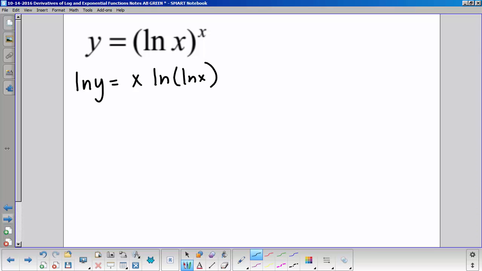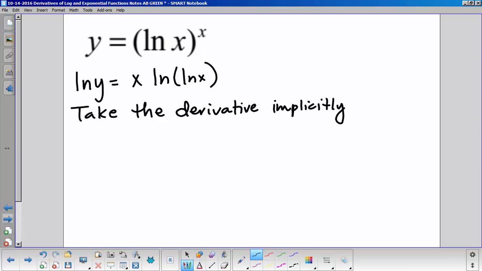Now what? Then we're going to take dy/dx. There's a reason I write this every time, because a lot of times people will take the natural log of both sides, do an excellent job of unbundling it, and then not take the derivative. They just leave it like that.